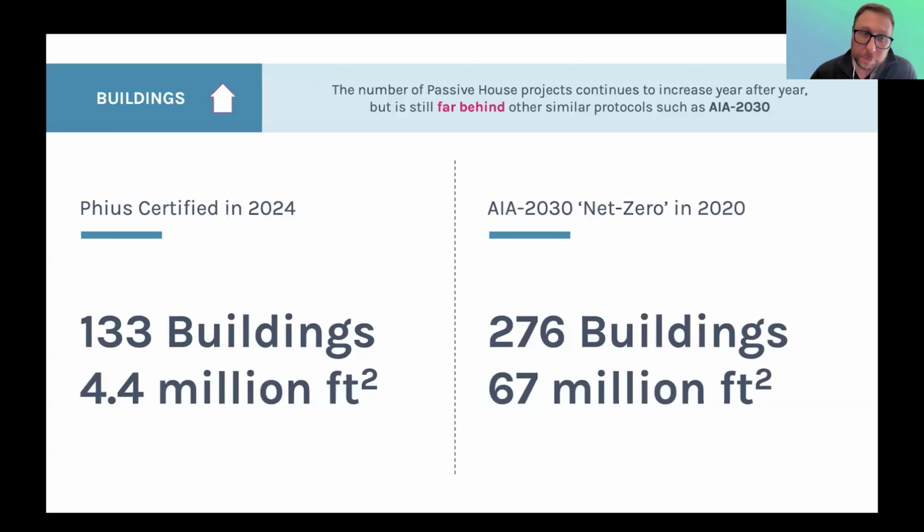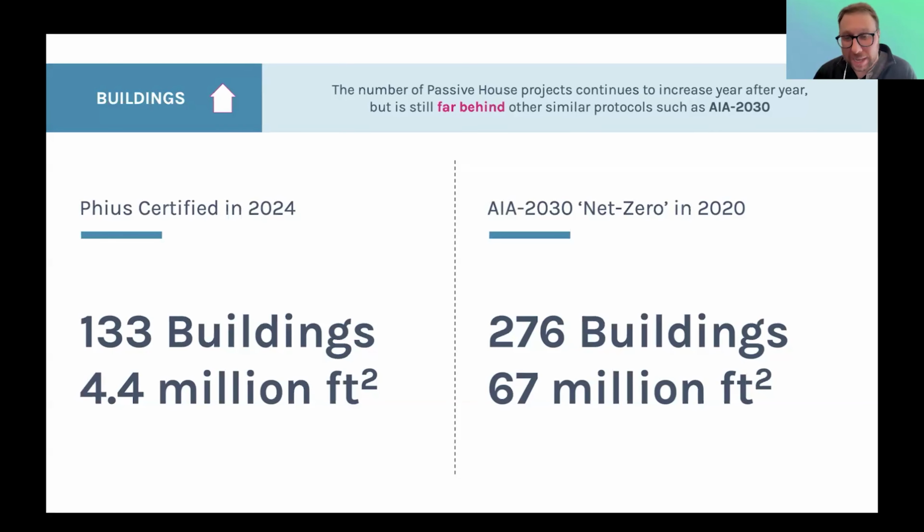For instance, PHA says in 2024, they certified 130 buildings, 4.4 million square feet. That's incredible. That's amazing. But at the same time, AIA 2030 Net Zero had 270 buildings and 67 million square feet certified in 2020. I think that number in 2024 is up to like 450 buildings.